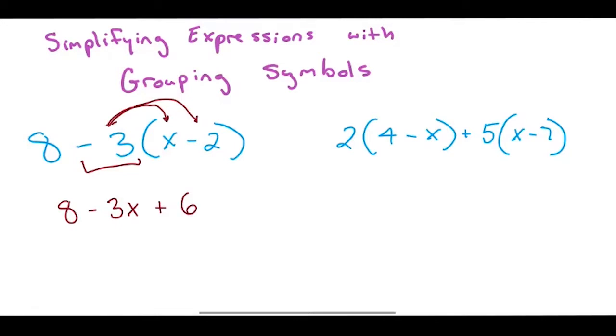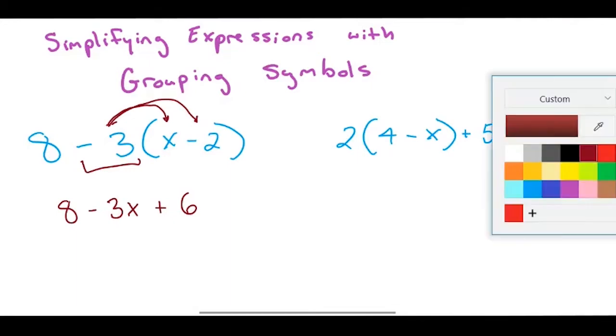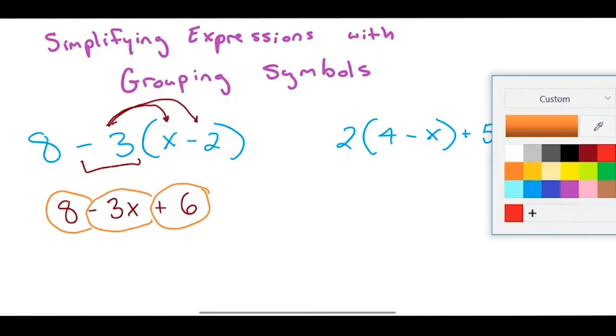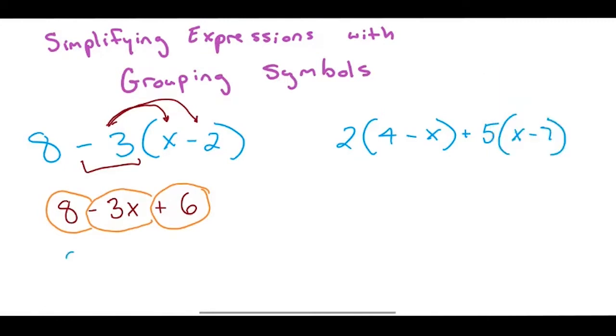Okay? Now what I'm going to do is combine my like terms, okay? Let's look here. My terms are +6, -3x, and 8. All right, so I'm going to rewrite my terms. So I have 8, used the 8. What's like terms with the 8 is the +6. All right, so I used +6.